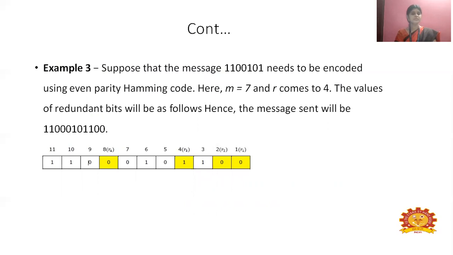Suppose that the message 1100101 needs to be encoded using even parity Hamming code, that is M is equal to 7 and R comes to 4. So these values of redundant bits will be as follows. Now the message sent will be, as you already know, the redundant bits occupy 4 positions, that is 8, 4, 2, and 1. Now it will be 1, 1, 0, 0, 0, 1, 0, 1, 1, 0, 0.